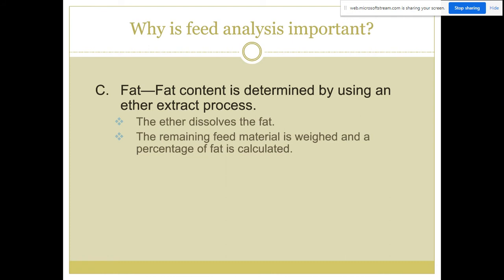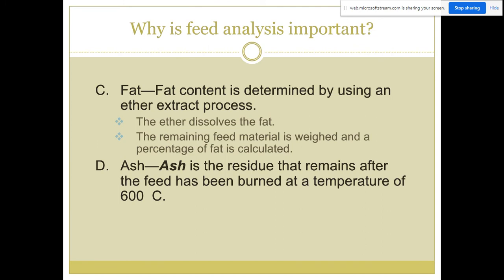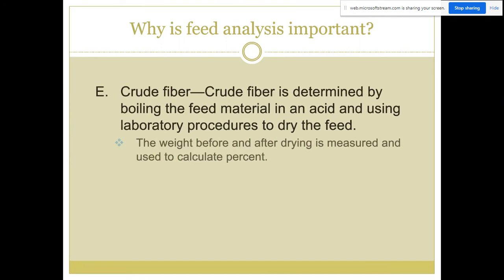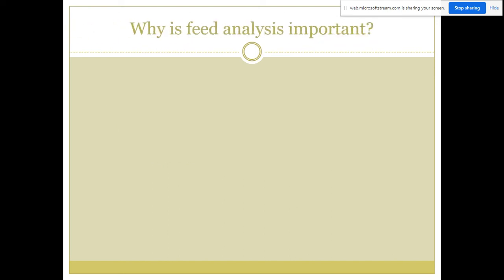Fat content is determined by using an ether extract process. Ether dissolves fat, which remains and is weighed as a percentage of fat. Ash is the residue that remains after the feed has been burned at temperature, so whenever they burn all the moisture out of it, that's what the ash is. Crude fiber is determined by boiling the feed material in acid using laboratory procedures to dry the feed out. It's not harmful, it still keeps all the nutrients, and it's not harmful to the animals to eat that.